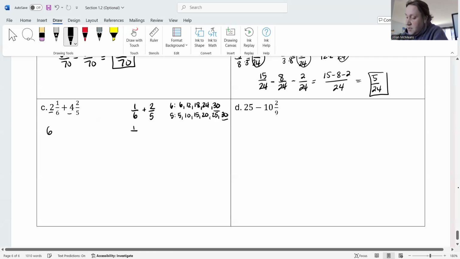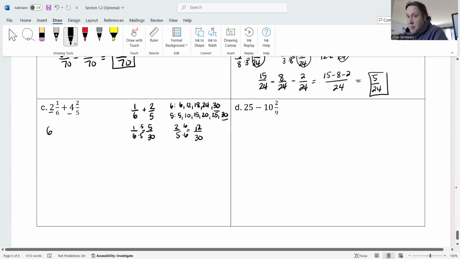So I'm going to take 1/6 and rewrite it using 30 as the denominator. Well, what would I multiply 6 by to get 30? 5. So I multiply top and bottom by 5. So we get 5/30. And then I've got 2/5. I want to rewrite it using 30 as the denominator. Okay. Well, 5 times 6 gives me 30, so I need to multiply top and bottom by 6. So I get 12/30.